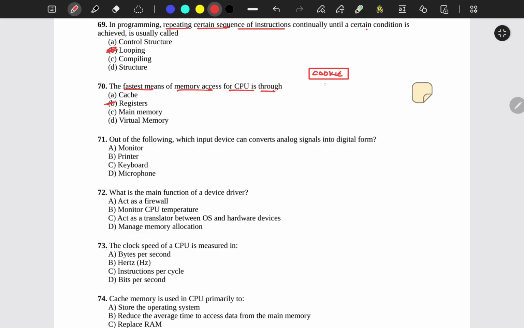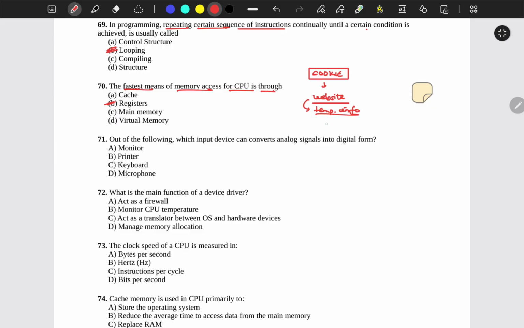So what a cookie does is, if you are visiting a website, it saves some temporary information, so that next time when you visit that website, you need not log in, or so that the website can be accessed faster. Suppose you are visiting a website for the first time. It takes time for you to load.